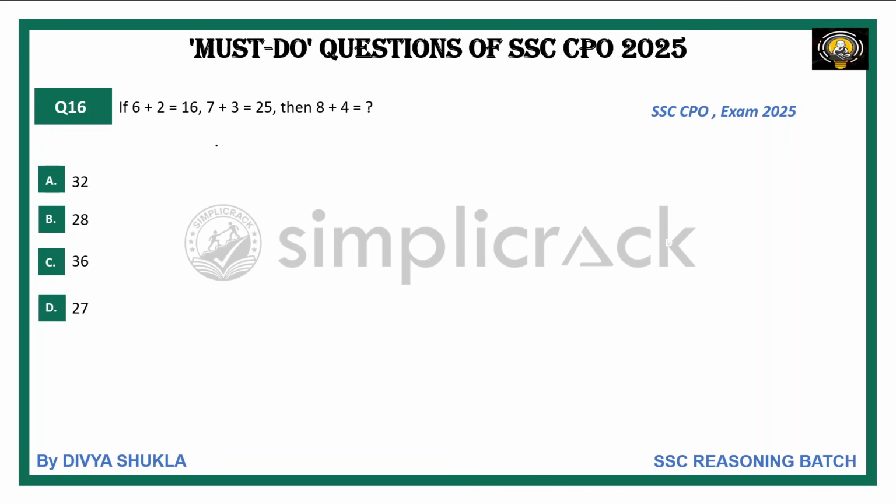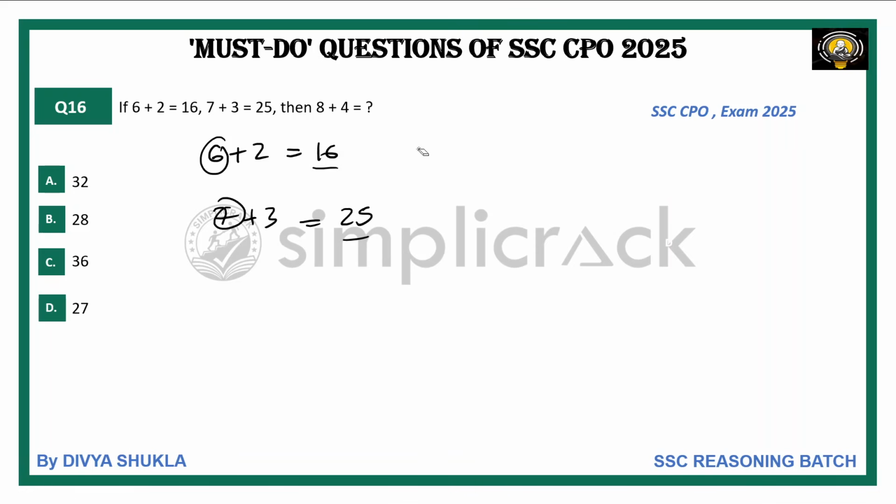If 6 plus 2 is 12, 6 plus 2 is 16, 7 plus 3 is 25, then find the value of 8 plus 4. Now understand, you have 6 and you have 7. These numbers are very close to the square of 6. So I can say if I have 6 square, no, not that.